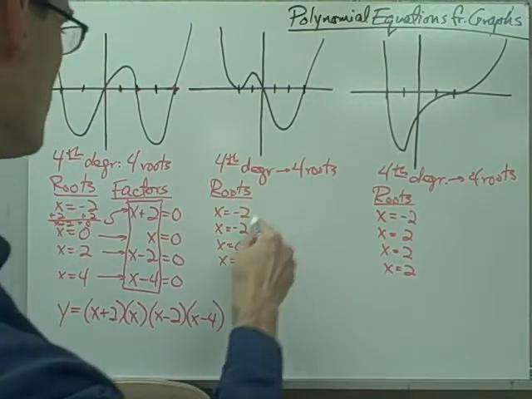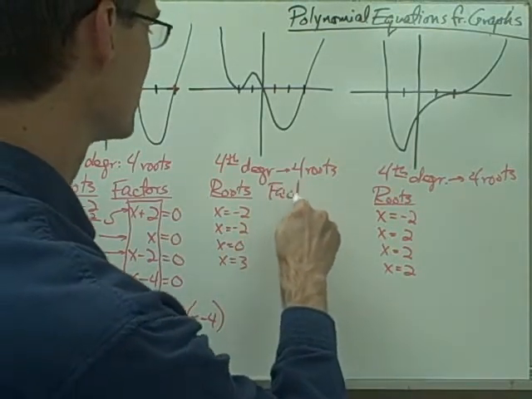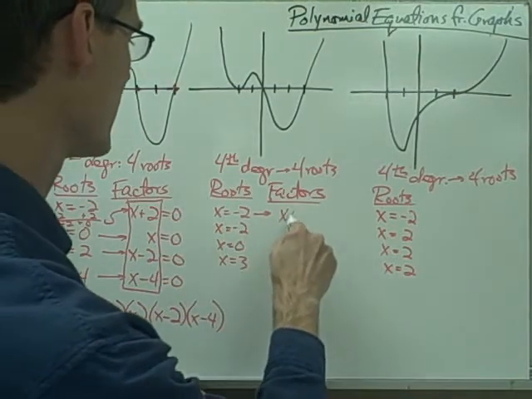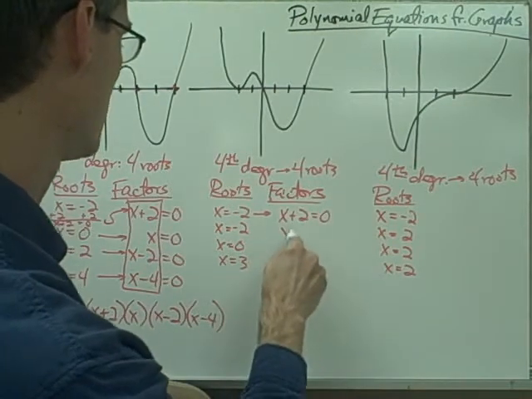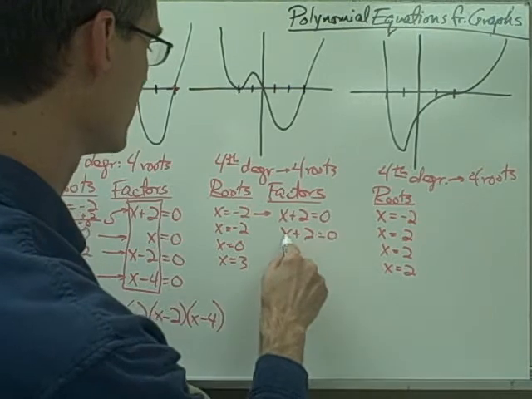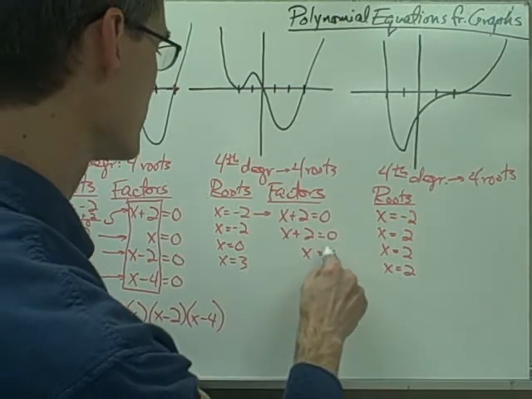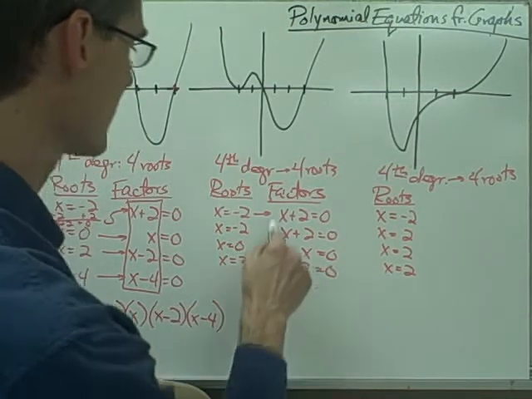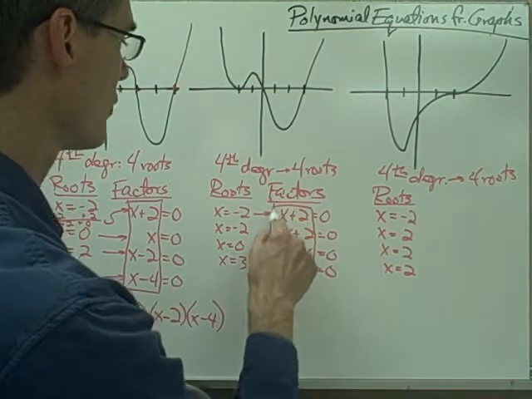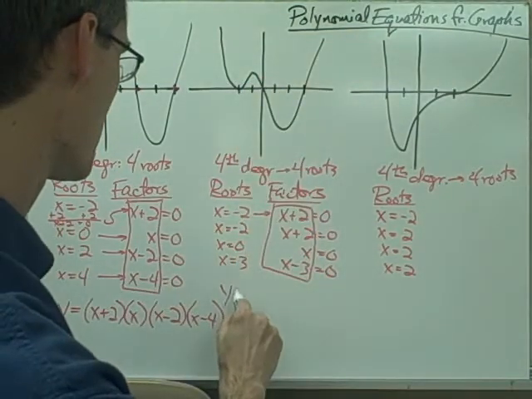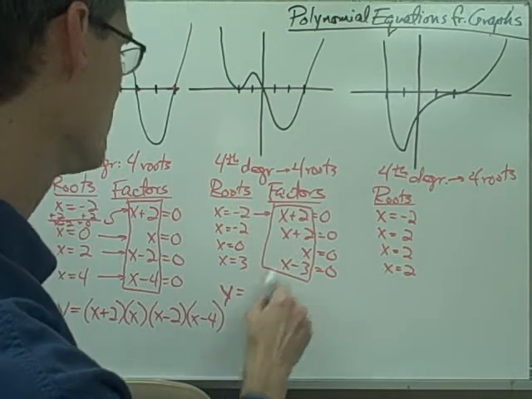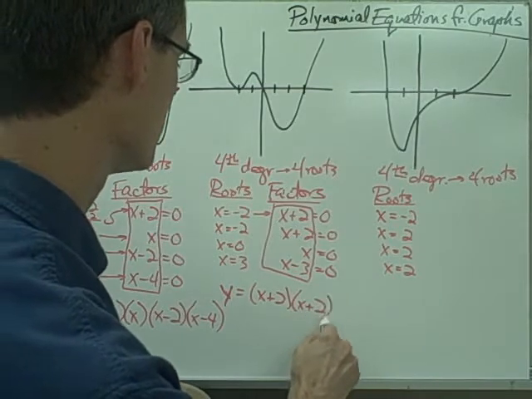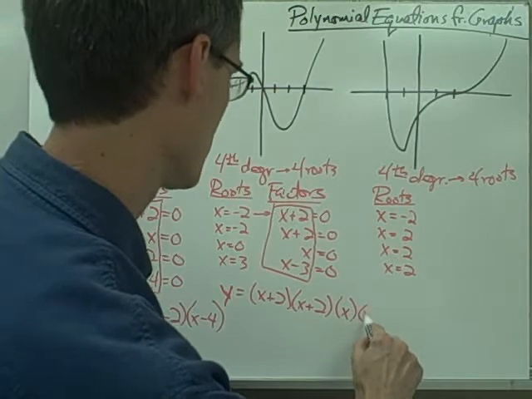Let's go ahead and do that for these other 2 as well. I've got my roots. I want to write down my corresponding factors. So x equals -2, if I add 2 to both sides, that's going to give me x plus 2 equals 0. X plus 2 equals 0, that's my double root. Here I've already got x equal to 0, that's going to be my factor. And here if I subtract 3 from both sides, that gives me x minus 3 equals 0. Here are my 4 factors for this function. So I can write down my formula for this function. I've got my 4 factors, x plus 2 times x plus 2 times x times x minus 3.